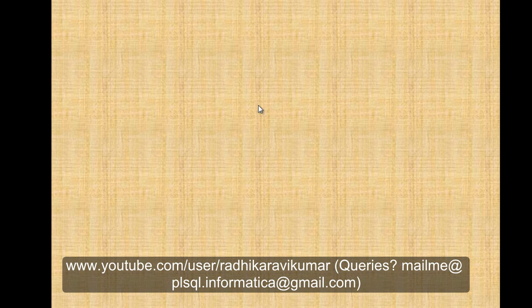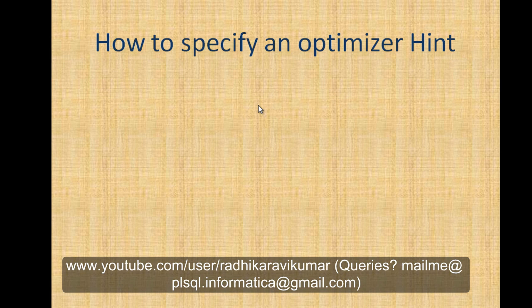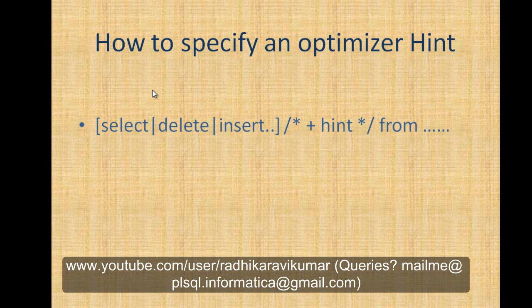So how do we specify an optimizer hint? Whatever query you're writing, just start it and then give a forward slash, and next to the forward slash there should be an asterisk, and make sure you give a space after this, then comes a plus sign, then the hint whatever you're going to write. We'll discuss what hints are available. There are many hints available, but we'll discuss the most popular hints that we use.